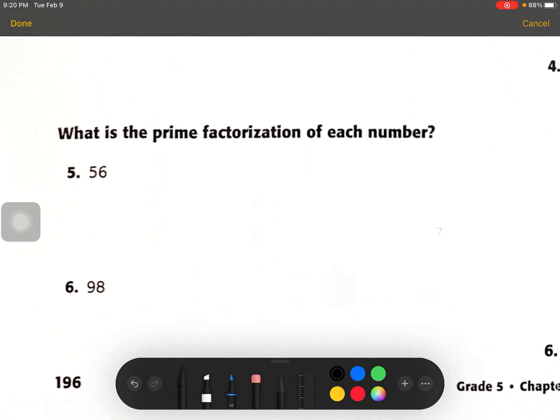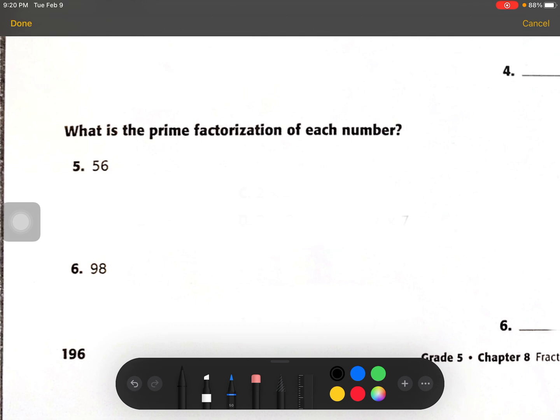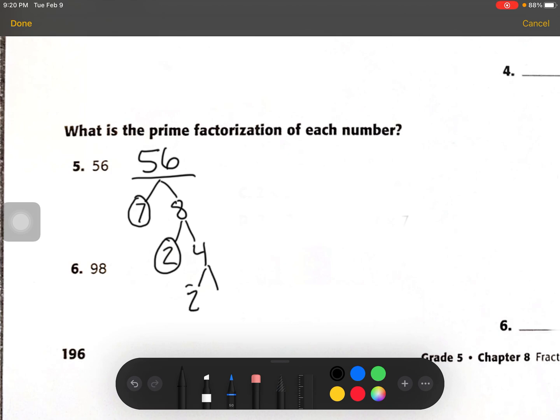Prime factorization, so this is where we do a Christmas tree. So we take 56 and think of the factors that make 56. It's definitely even, so we could just go ahead and divide it by 2. But I know that 7 times 8 equals 56. Now 7's prime, it can't be broken down any smaller, but 8 can be broken down into 2 times 4. 2's prime, but 4 is not, so I can cut that down a little bit more too.